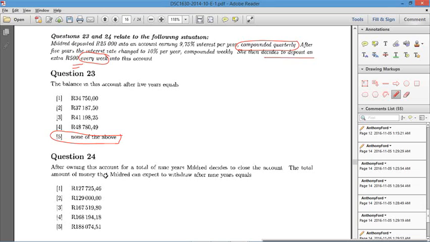Alright, so how many periods do I have left? Well, this was after 5 years. She then decides to deposit an extra 500 every week into this account. The balance in this account after 5 years, so we've worked it out after owning this account for a total of 9 years. Mildred decides to close the account. So after 9 years, right? So obviously she's deposited for 5 years, so 9 minus 5 rather is 4.